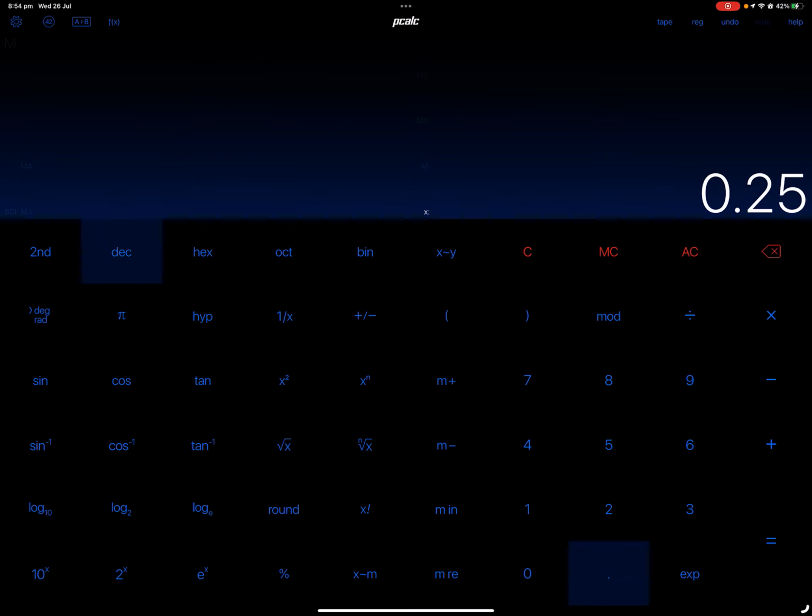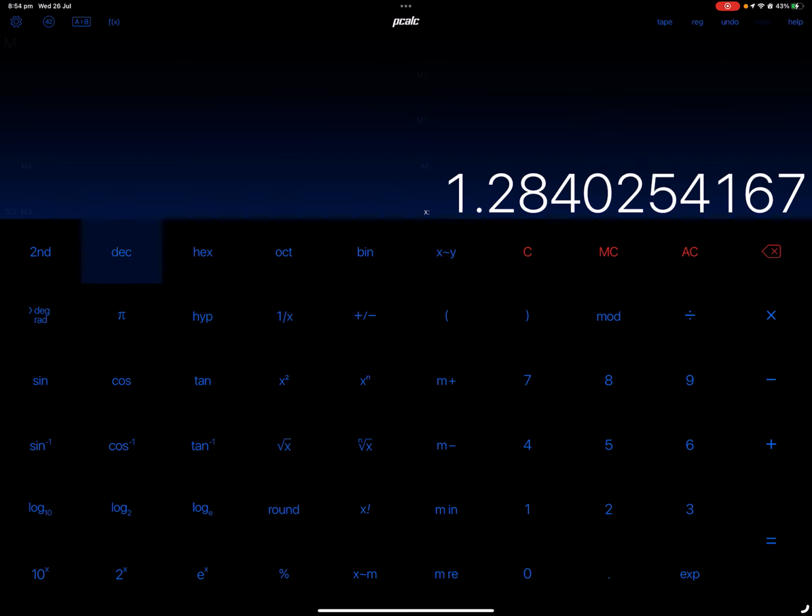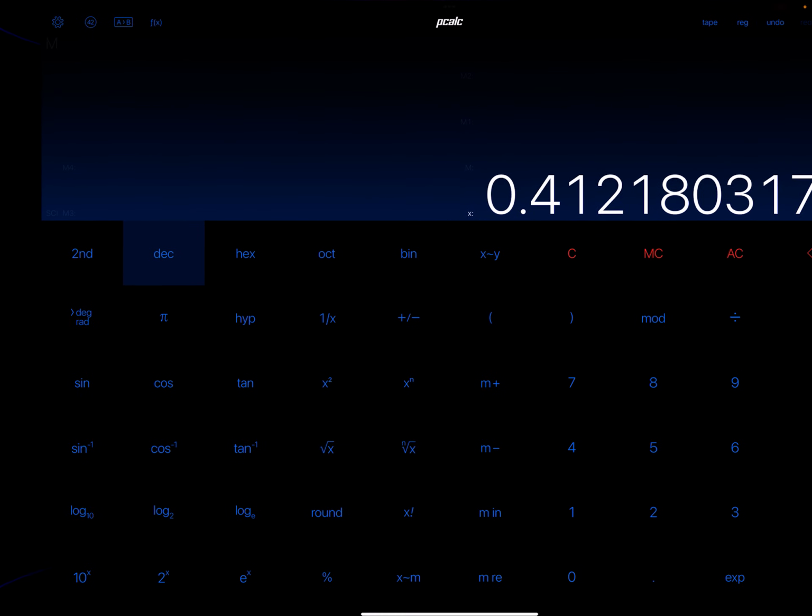Okay, 0.25 multiplied by e to the power of 2 equals 0.412, so 1/4 of e to the power of 2. I think that sounds about right. So you could then write down about the rate: you're gaining about $412,000 per year at that point, if my calculator's worked right.